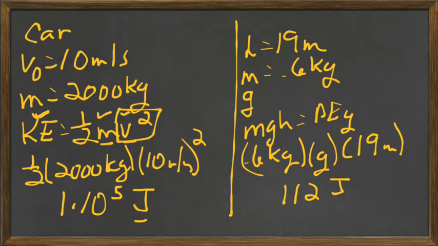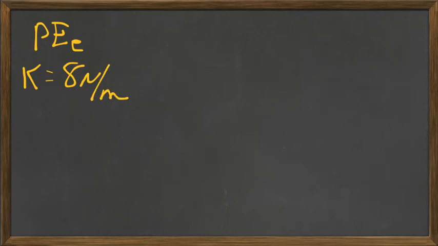Pretty straightforward, pretty simple to work with. The only one that doesn't involve the idea of mass, of course, is the elastic potential energy. If I had a spring with a spring constant of 8 Newtons per meter, and I stretch it 15 centimeters, how much elastic potential energy am I storing?